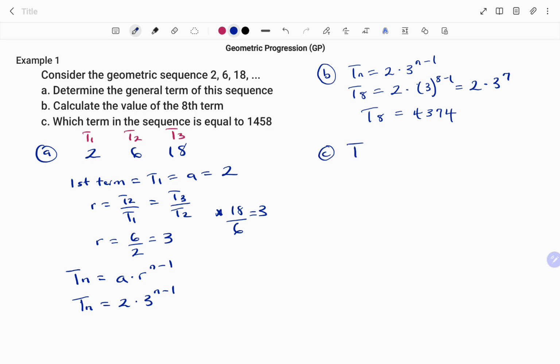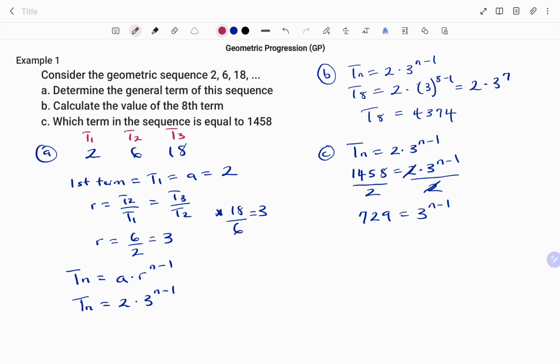The third question says, which term in the sequence is equal to 1458? Starting with my general formula, I have my Tn equals 2 times 3 to the power of n minus 1. We're trying to look for the term that will give us 1458. That is, we are looking for n. So that's going to be 2 times 3 to the power of n minus 1. I divide both sides by 2 to get rid of my 2 here. This cancels. I'm left with 729 equals 3 to the power of n minus 1.